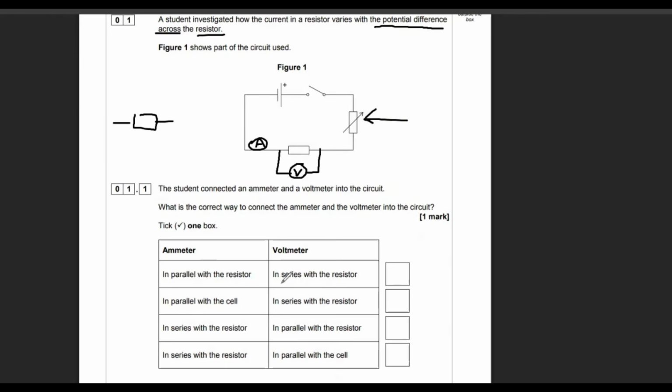So which of these answers goes with this? The ammeter must be in series with the resistor, so we can get rid of that and that. And the voltmeter is in parallel with the resistor, not in parallel with the cell. You wouldn't put the voltmeter around here unless you're checking to see if the voltage on your battery packet is correct. Okay, you wouldn't do that. Let's move on.